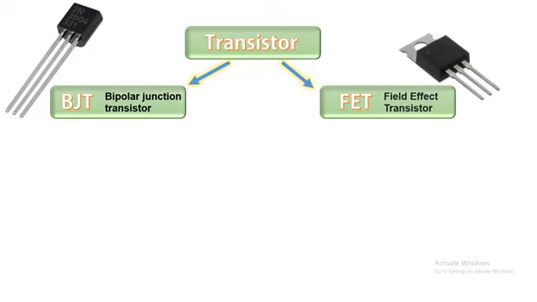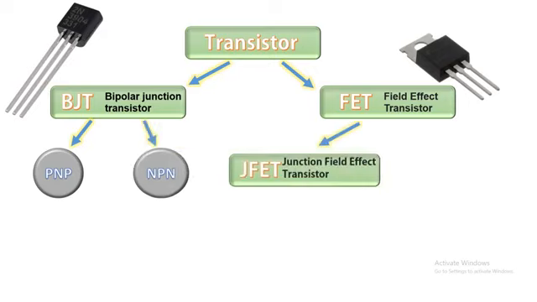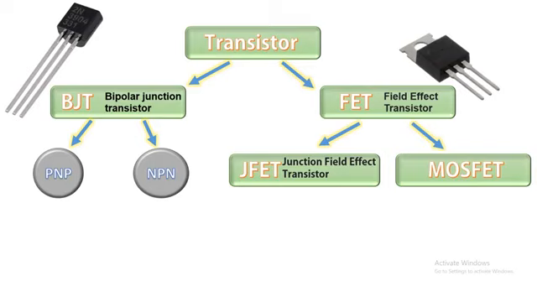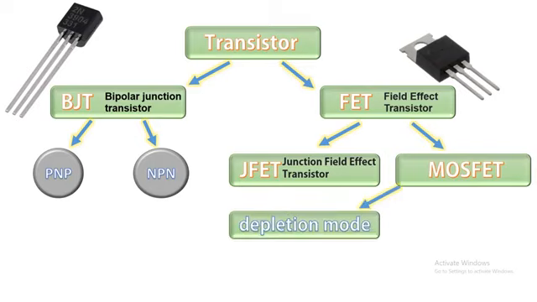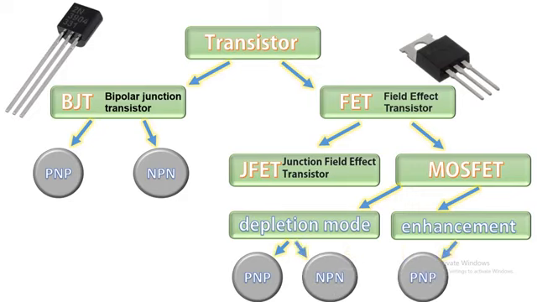The BJT transistor further has two types: PNP transistor and NPN transistor. Also the FET has two types: JFET, junction field effect transistor, and MOSFET. The MOSFET has further two types: depletion mode and enhancement mode. These transistors further have two types: PNP and NPN. We will discuss each type of transistor in detail in the coming video.